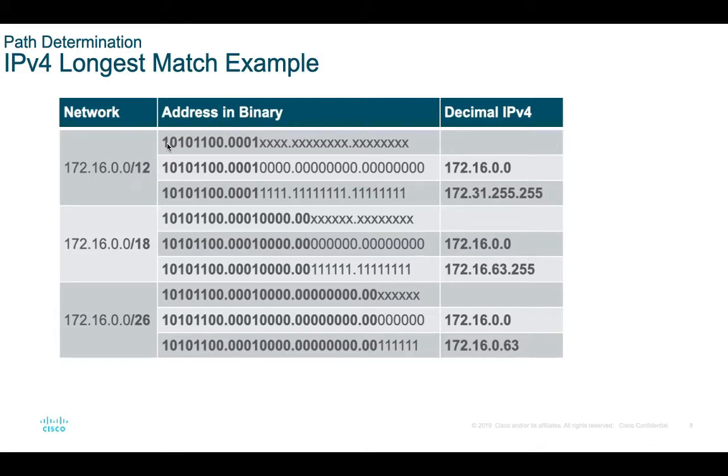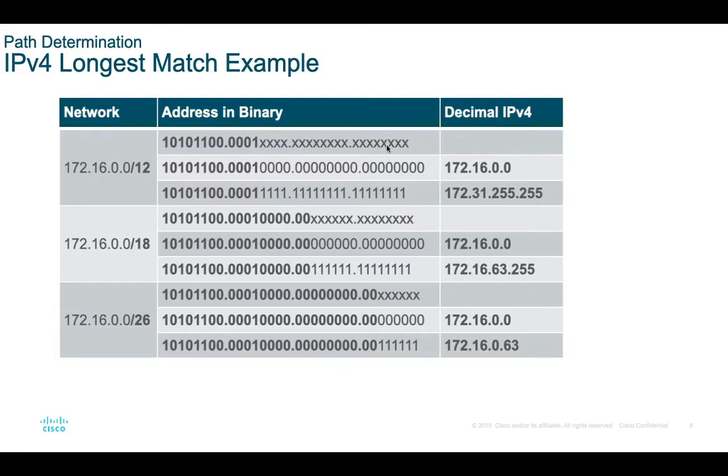As you can see, the network ID is 10101100.0001, and the rest is a don't care, which we call a wildcard. So it can be 0 or 1. So the range for this IP address can start from 172.16.0.0 up to all 1s, which is 172.31.255.255. Of course, our IP address that we are looking for, 172.16.0.10, is inside this range.